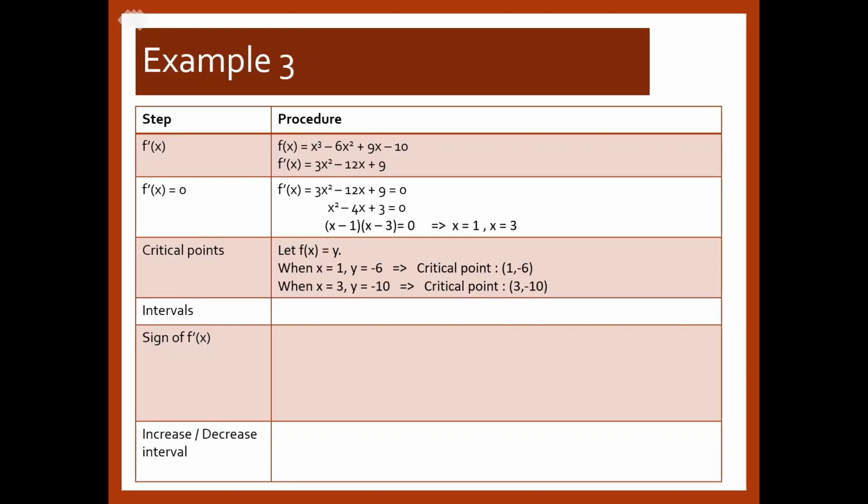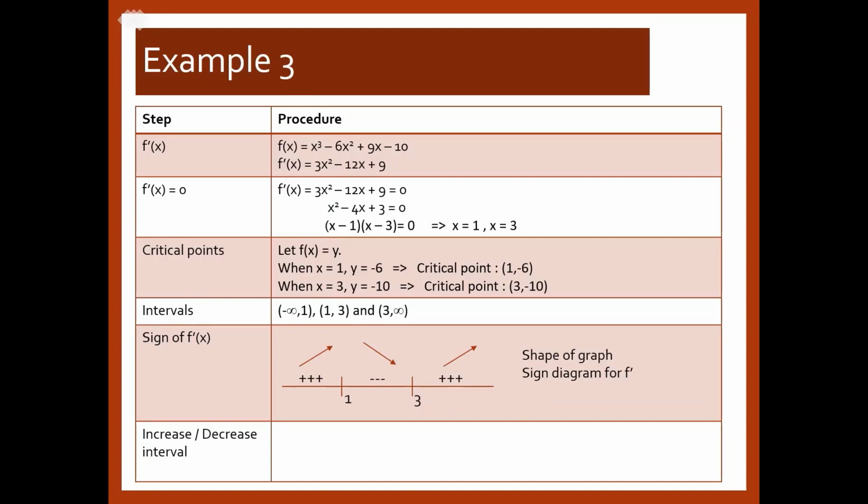Substituting these x values into f(x), you will obtain two critical points, which are (1, -6) and (3, -10). By taking the x values 1 and 3 as the cutting points, you will obtain three intervals, which are negative infinity to 1, 1 to 3, and 3 to infinity. Now, let's check the sign of f prime x for each interval.